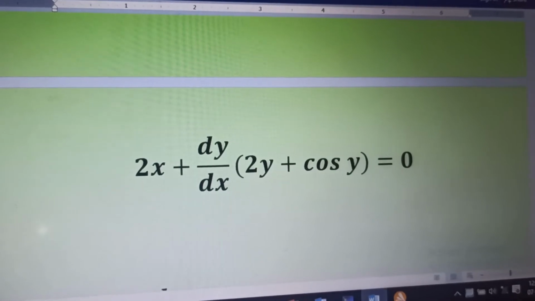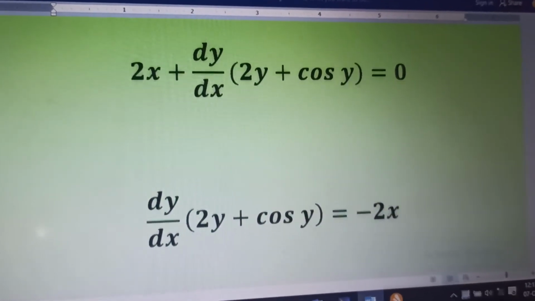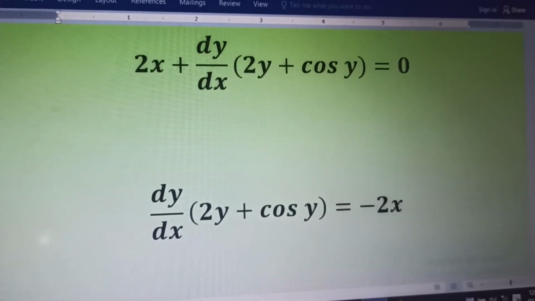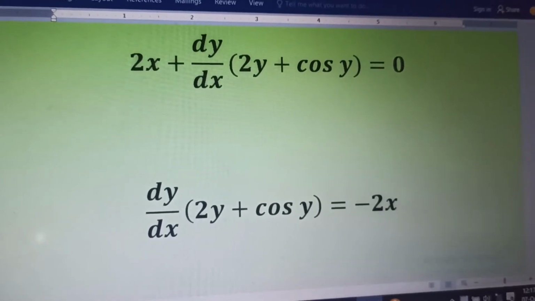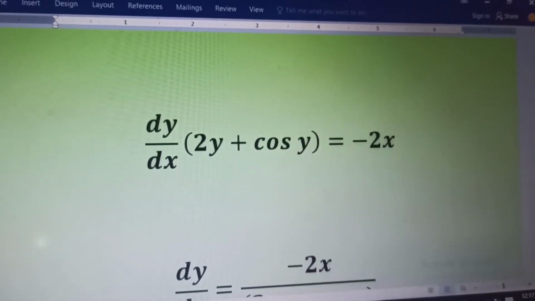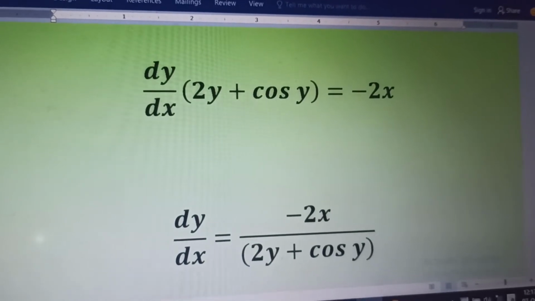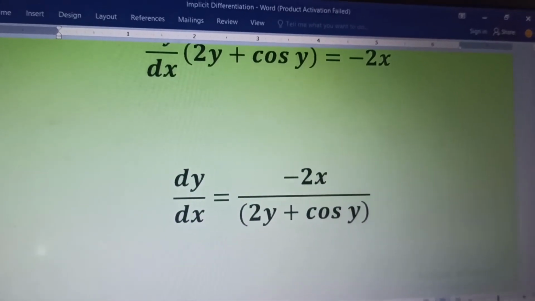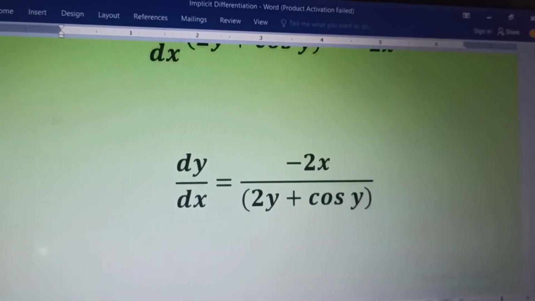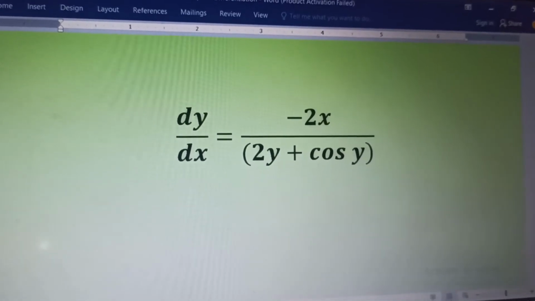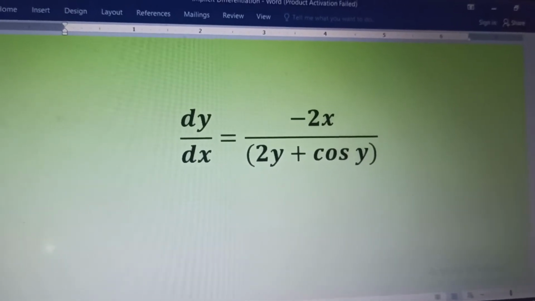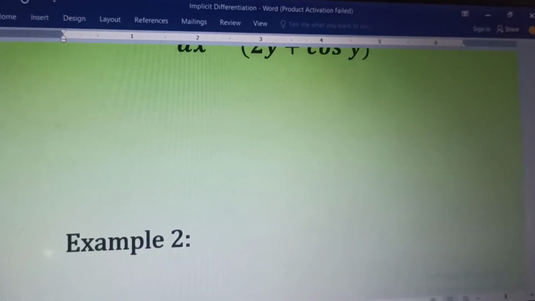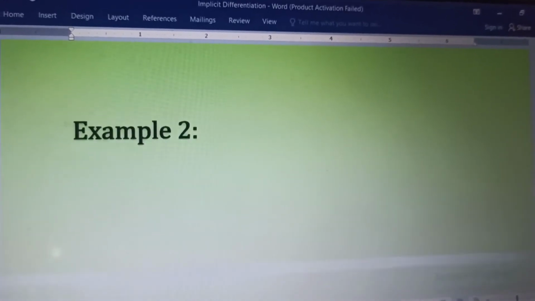So if we subtract 2x from both sides, we will be left with dy dx into 2y plus cos y is equal to minus 2x. So we will divide both sides by the coefficient of dy dx to have dy dx is equal to minus 2x over 2y plus cos y. So that's our derivative of y with respect to x. Now we have another example.